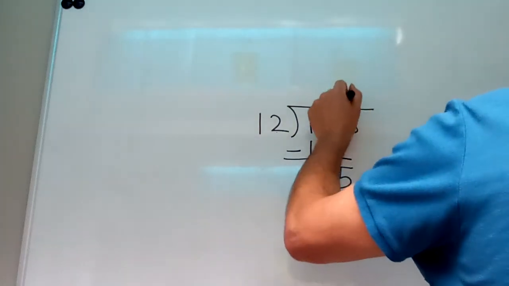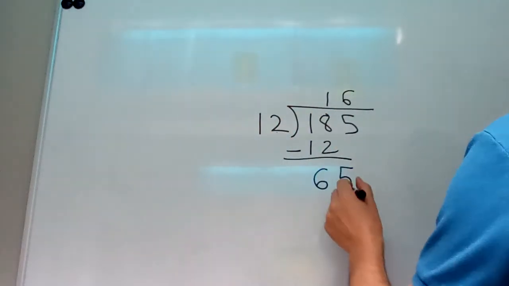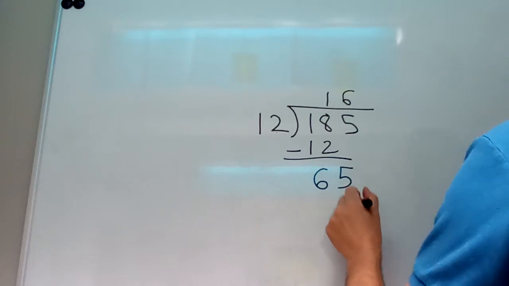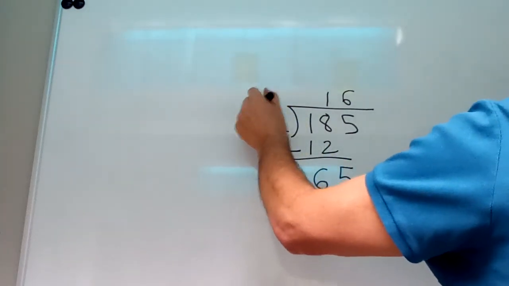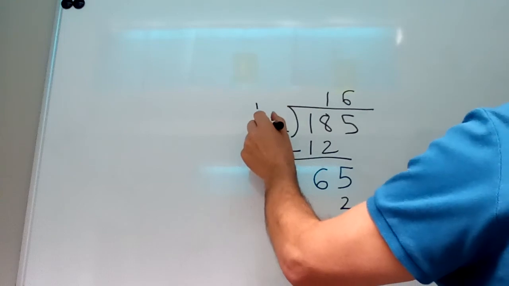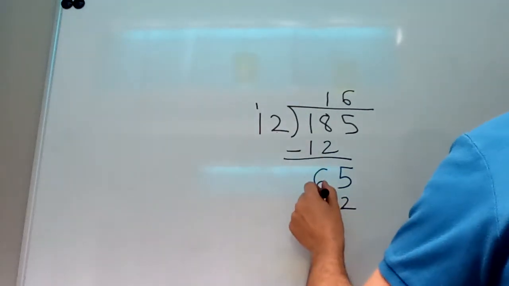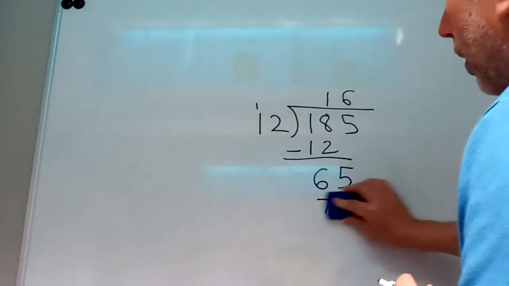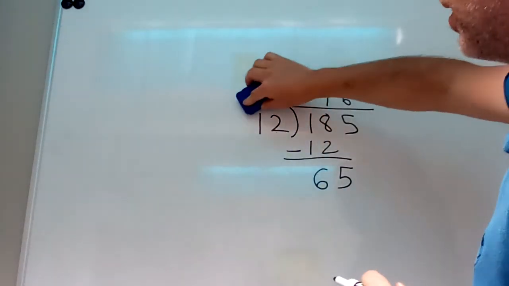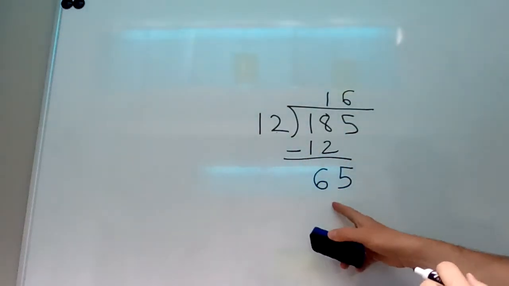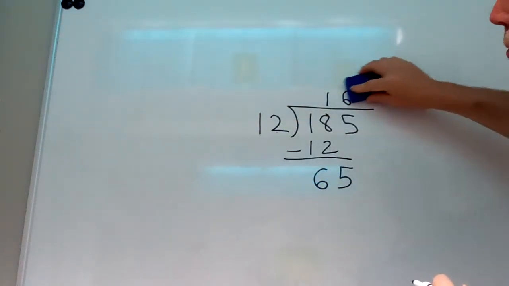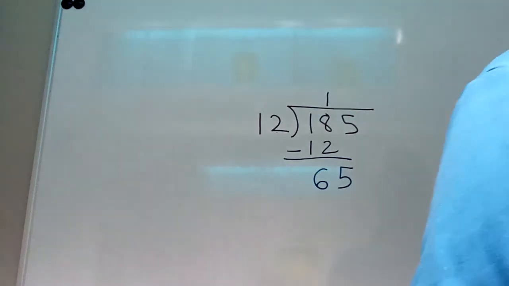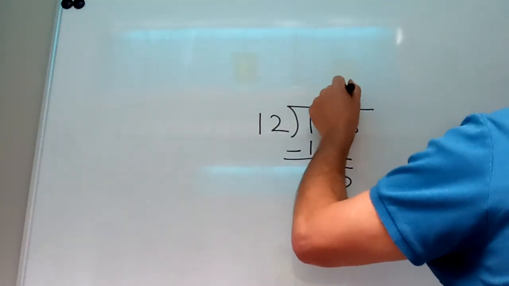So let's try 6. 6 times 2 is 12, so we put our 2, and we carry our 1. 6 times 1 is 6, plus 1 is 7. 72. So 72 is bigger, so 6 is too big. Even though we tried to estimate with 10, by the time you add those 2's to it, it adds too much. So we could try dropping it down just 1.